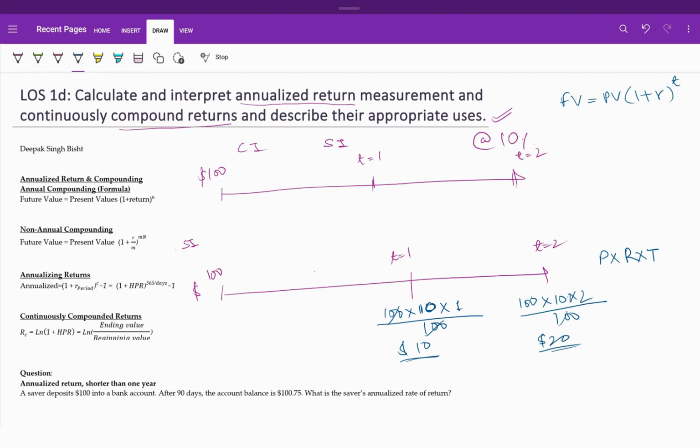So my investment at the end of time 1 is $110 because I have added the interest. And at the end of time 2, my investment is going to be 120.